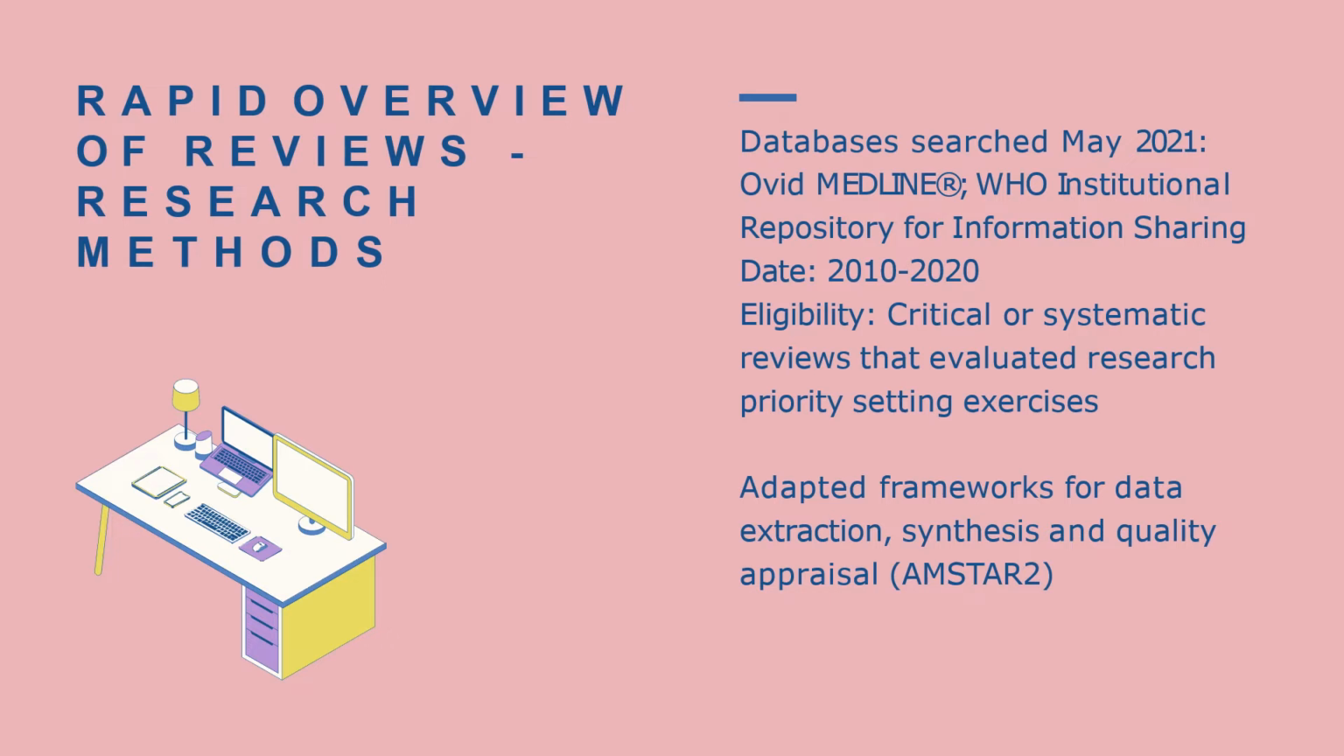Eligible studies could include critical or systematic reviews that evaluated research priority setting exercises. We used adapted frameworks for data extraction, synthesis, and quality appraisal, having adapted AMSTAR 2, which is a critical appraisal tool for systematic reviews that include randomized or non-randomized studies of healthcare interventions, or both. And additionally, we also screened the cross-references of the included studies and contacted experts to find any missing literature.